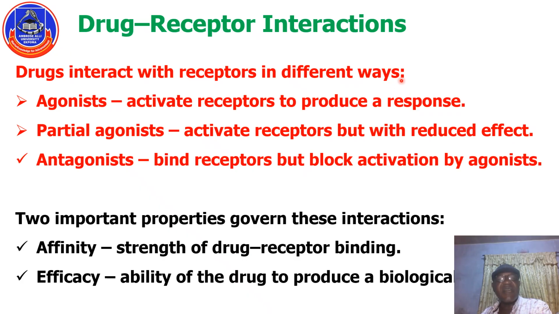Now, drug receptor interaction. Drugs interact with receptors in different ways. We have agonists, we have antagonists, and we have partial agonists. While agonists activate receptors to produce a response, partial agonists activate receptors but with reduced effects. Antagonists bind but block activation by agonists. Again, the reference text will help you in this regard.